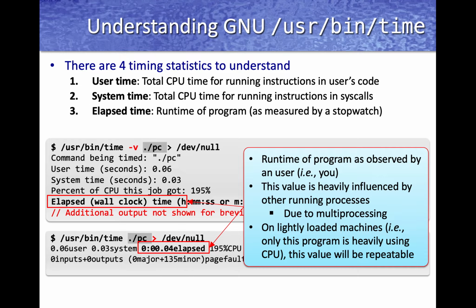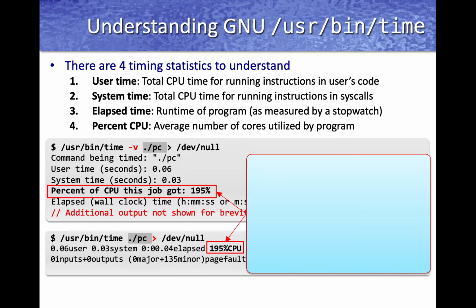However, on lightly loaded machines, that means this program was the only program heavily using the CPU, the elapsed time will be repeatable. That means every time you run the program, you will get almost the same runtime or elapsed time. Keep in mind, it will be almost the same. It will not be exactly the same due to other system processes and such that are running on the computer. So it's not that it's your only program that's running. It's just that it's lightly loaded. That means the majority of the time was spent running your program. So the timings will be very repeatable. That means very close, but they will not be identical.